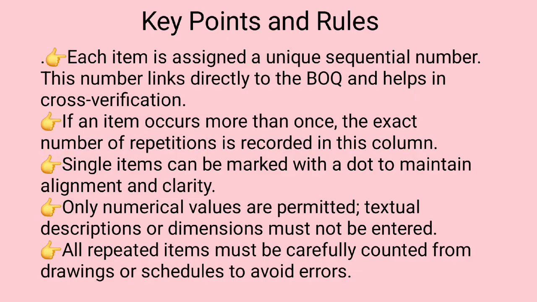Several strict rules govern the use of the item column. Only numerical values are permitted. No descriptions, dimensions, or calculations are allowed. Each measured item must follow a sequential order, maintaining continuity throughout the takeoff. The number entered must be obtained only from drawings, schedules, or specifications, never by estimation. When an item occurs only once, a dot may be used instead of the number 1, to maintain spacing and clarity. Failure to use the item column correctly results in incorrect multiplication and distorted quantities.